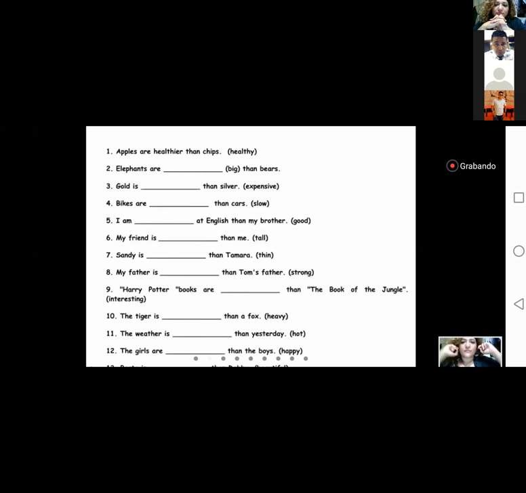Harry Potter books are more interesting than the Book of the Jungle. ¿Cómo fue en esta de la interesting? Interesting. Harry Potter books, el libro de Harry Potter, are more interesting. Como es larga, solo se utiliza more. More interesting than the Book of the Jungle. That's right. Number 10.